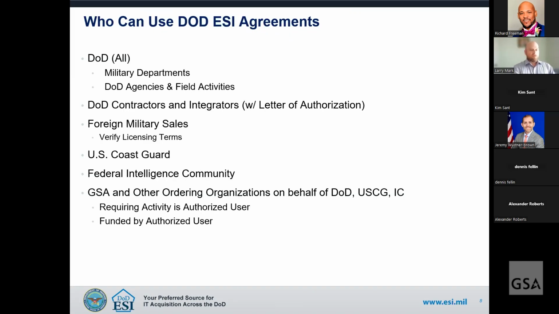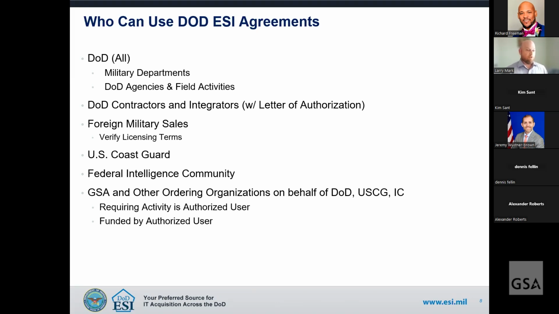So who can use our DoD ESI agreements? They are all open to the DoD, all military departments, all agencies, all field activities. So if you work for the DoD, you are an authorized user. Also, our contractors and integrators may use it, normally with a letter of authorization. If it's a GSA BPA, they're using FAR Part 51. If it's off a NASA SEWP, they have their own letter of authorization process. So that is available to our integrators.